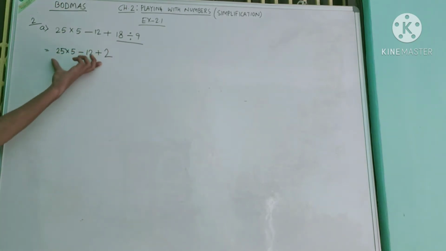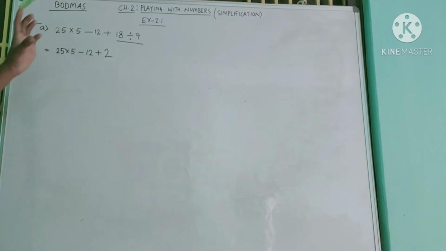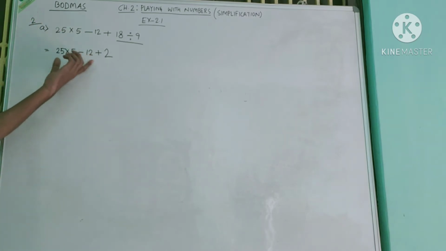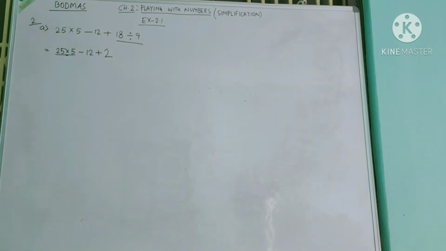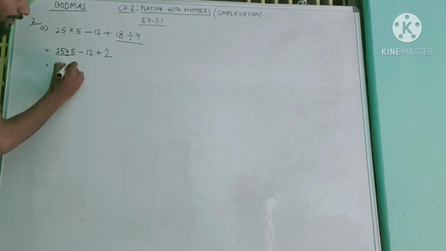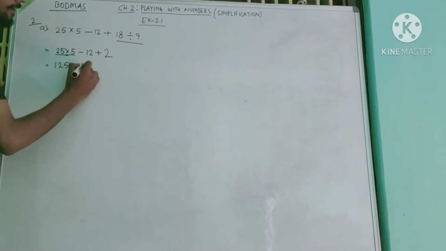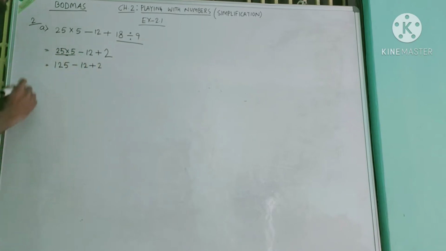Now look at this portion. Is there any divide? No, there is no divide. So we'll move to the next portion, which is multiply. Where is multiply? There is a multiply. So we have to multiply these two portions. When we multiply these two portions, 25 into 5 will be 125. Then minus, the remaining stays the same. All the numbers remain the same.